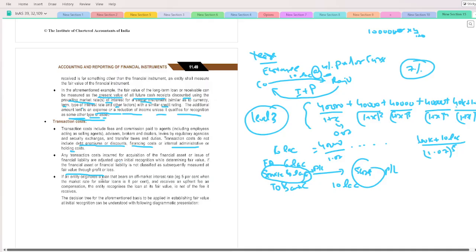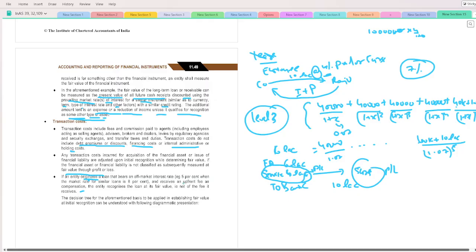If an entity originates, as I told you earlier, originates means it is giving the loan, it is not buying the loan from the market, it is giving the loan to the customer. So if an entity originates a loan that bears an off-market interest rate, for example 5% when the market rate for a similar loan is 8%, and receives an upfront fee as compensation, then the entity recognizes the loan at its fair value, that is net of the fee it receives.